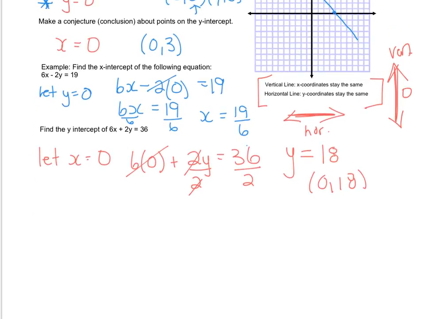I'm only doing one video for this because it's super important, so make sure that you understand this. Next up, parallel lines and perpendicular lines.